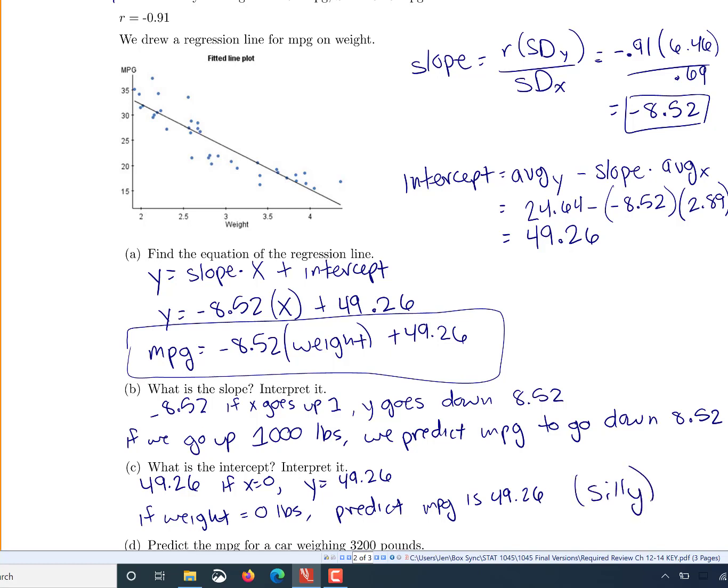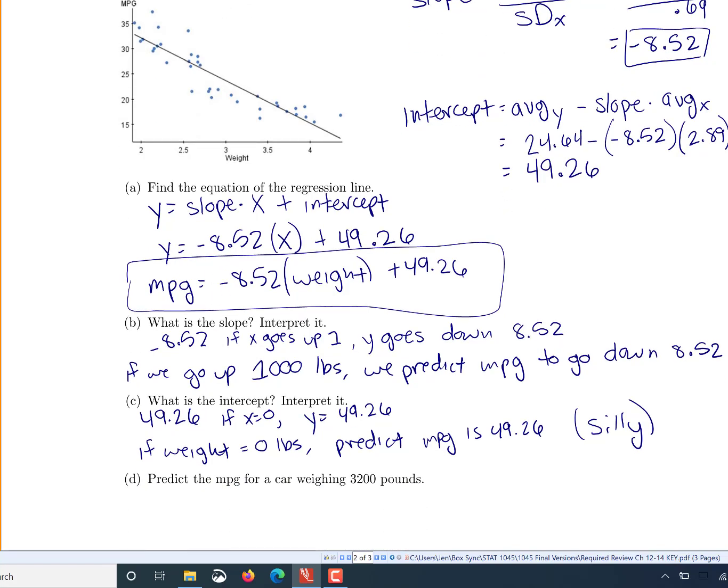Remember, it's okay if you get a silly intercept interpretation. Sometimes they make sense, but the problem is we fit it for what makes our line fit the data, not necessarily for something that's logical. You can't have a car that's 0 pounds. Doesn't mean our interpretation is wrong. That's according to the graph. When weight is 0, miles per gallon is going to be 49. Our axes are kind of off here, so the weight only went down to 2.